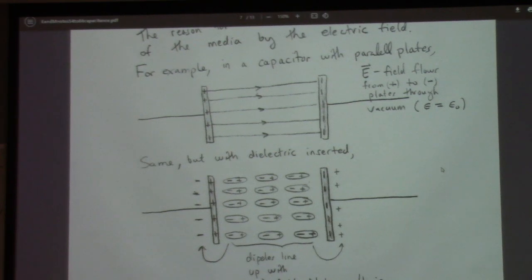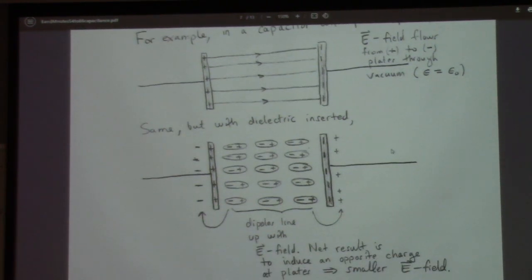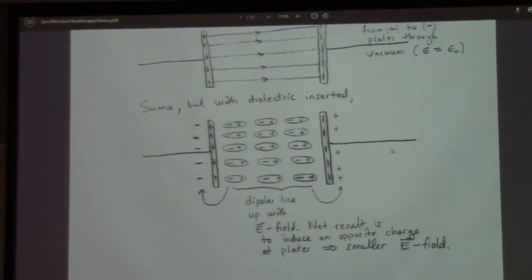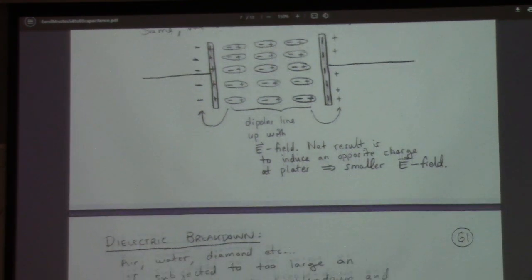I'm sure that's a lie in some regard. It's actually a complicated business why this happens, but that's not part of this course, so don't worry. But this is the first order explanation for why you can just replace epsilon naught with epsilon for a linear dielectric.